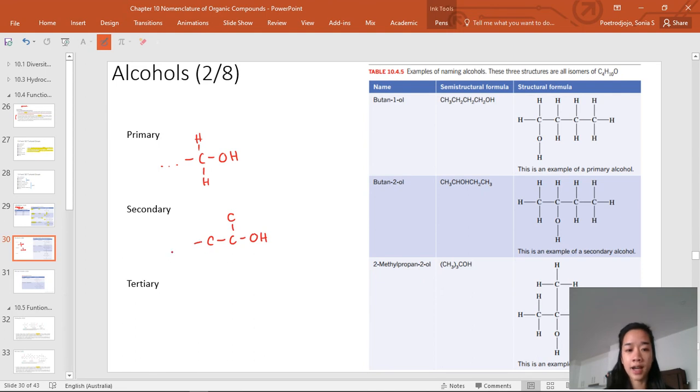In secondary, we've got the alcohol, and the carbon that the OH is attached to is attached to 2 other carbons. So here it's 1 other carbon, and here it's 2 carbons. In tertiary, the carbon that the alcohol is attached onto is attached to 3 other carbons. Just remembering that these carbons also have their own hydrogens.